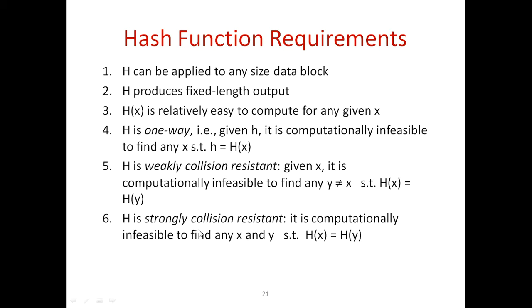Next, strongly collision resistant. Previously, with hash codes equal, it is not feasible to find the message y. Even though you know x, you cannot find y because both hash codes are equal. Strongly collision resistant means it is computationally infeasible to find x and y, previously only y, with h of x equal to h of y. Both hash codes are equal, but it is infeasible to find the x and y messages. That is called strong collision resistance.